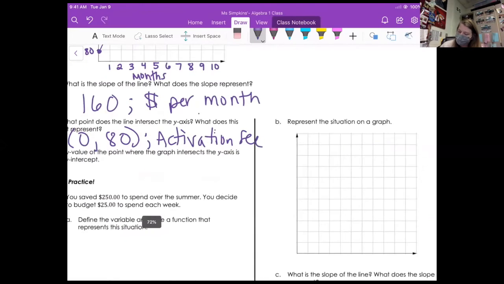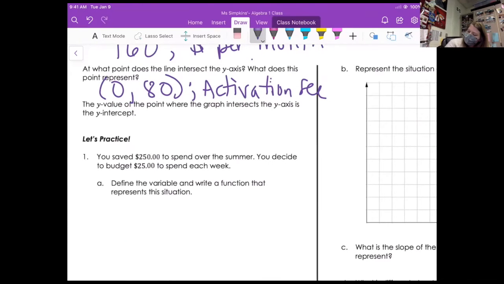Okay, let's try another one. You saved $250 to spend over the summer. You decide to budget $25 to spend each week. So the first thing we always need to do is say what X equals and what Y equals. So what unit of time are we using here? Weeks. Yeah, we're spending money per week. So our X is going to be weeks. And then just like the last problem, the Y value is going to be dollars. So our X value is weeks, Y value is dollars.